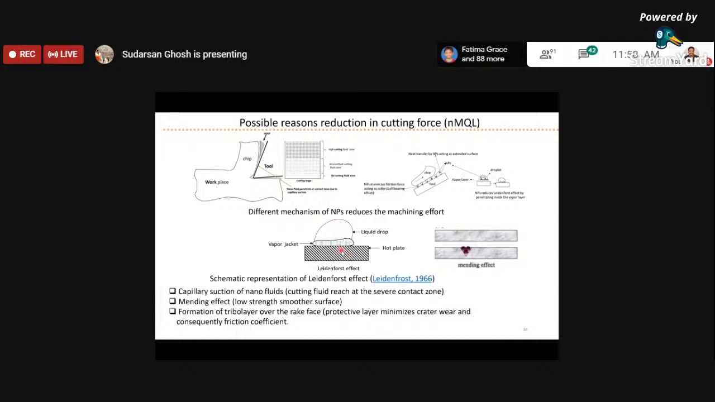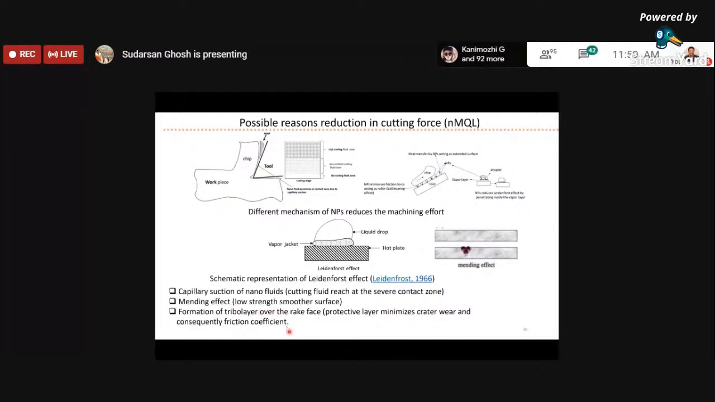from the hot surfaces. Also, as you can see, suppose the tool has worn out. On the worn out zone, the nanoparticles can come and get deposited, and it forms an effect which we call the mending effect. So basically, it repairs the worn out surface of the cutting tool, and consequently the cutting tool preserves its sharpness, and as a result, the force can also be lowered.